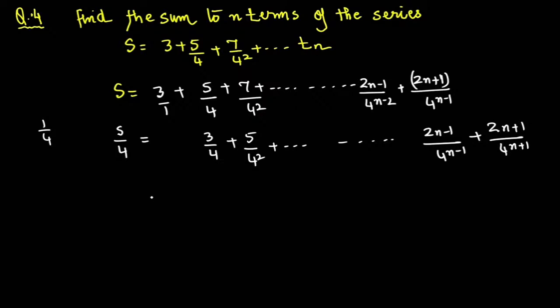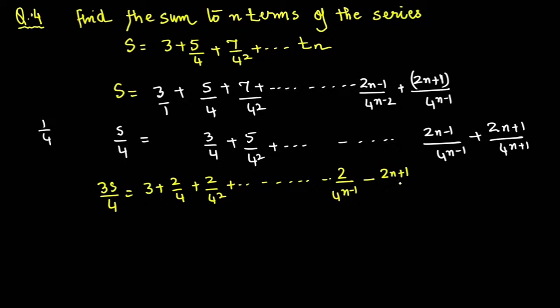Now I am subtracting s minus s by 4, that is 3s by 4. This is 3, this is 2 by 4, this is 2 by 4 square, dotted. This is 2 upon 4 to the power n minus 1 minus 2n plus 1 upon 4 to the power n.